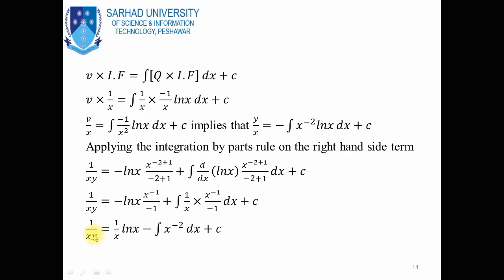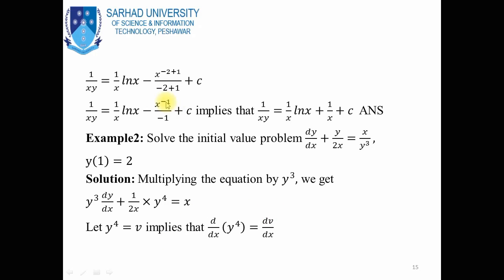Now 1 over xy is equal to 1 over x natural log of x, this minus or minus plus x power minus 1 can be written as 1 over x natural log of x minus, after simplification we obtain x power minus 2. Shift this x to the denominator, we obtain x power minus 1. X power minus 1 and x power minus 1 multiplied is equal to x power minus 2, and the integration of this term is x power minus 2 plus 1 divided by minus 2 plus 1.